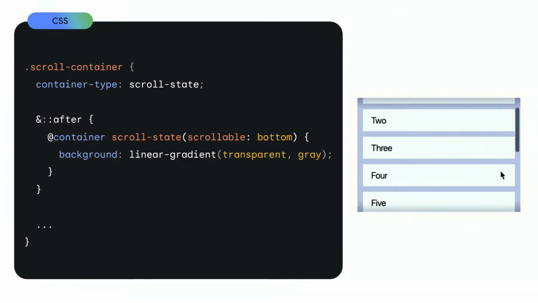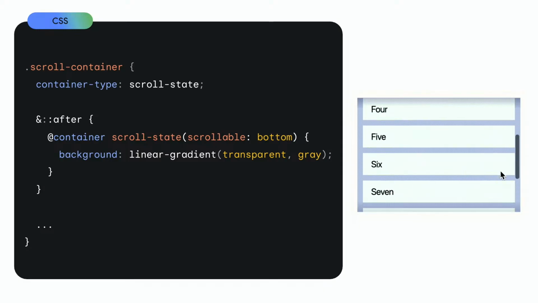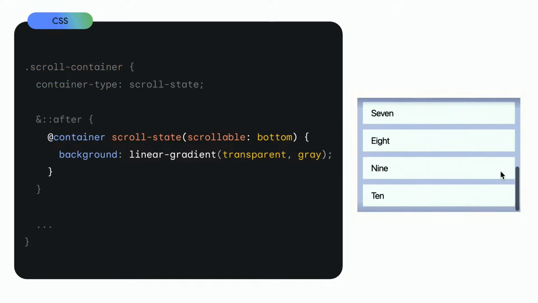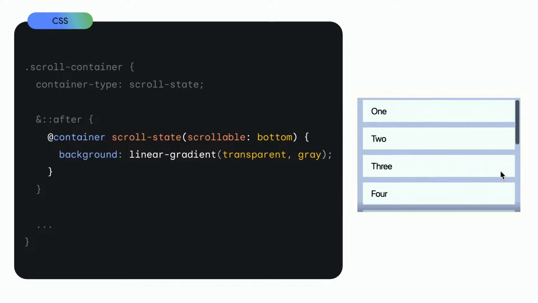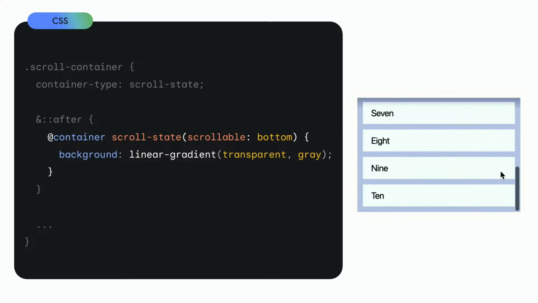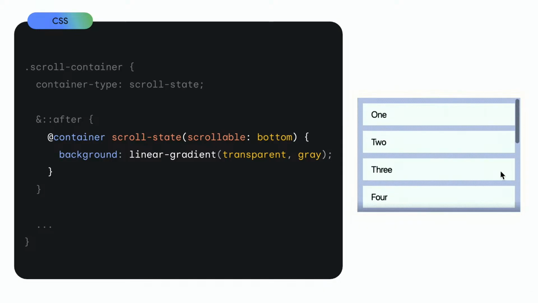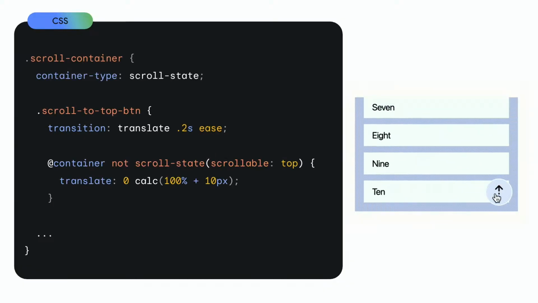Next, we have the scrollable state query, which is really useful for visual indicators of scroll-enabled experiences. We're querying for scrollability on the bottom edge here and applying a linear gradient to an after pseudo element. You would repeat this on the top as well, and this is just a classic scroll indicator. Again, a great UI affordance for your users.